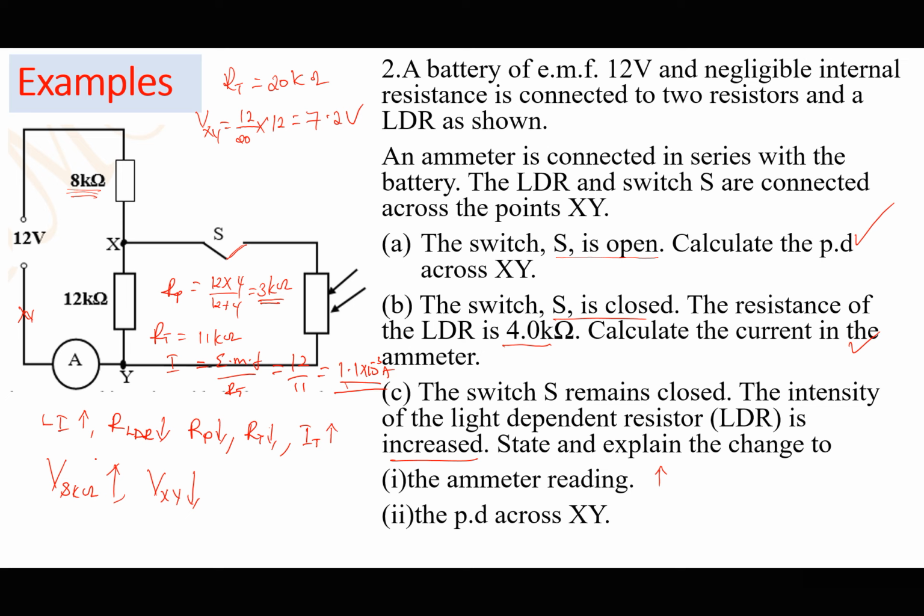Alternatively, you can talk about the resistance. The resistance in parallel has decreased, and the PD across XY depends on that resistance in parallel. Since the resistance in parallel has decreased and V equals I times R, it also means that V across XY must have decreased. So you can say the resistance across XY, which is the total resistance in parallel, has decreased, and it is directly proportional to the PD, so the PD across XY has decreased. Very simple.